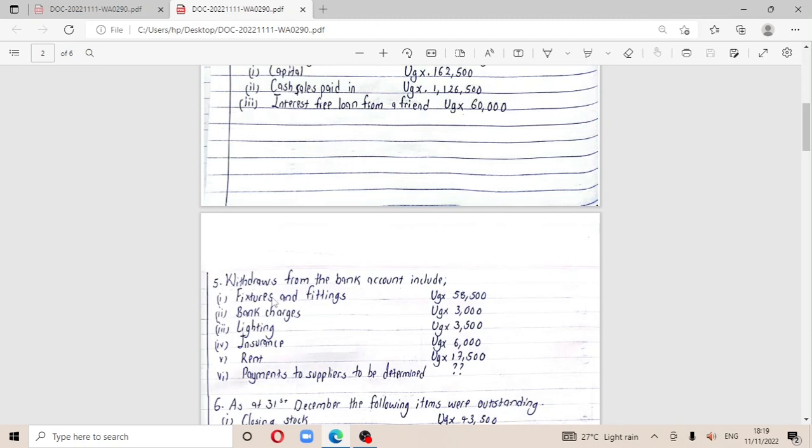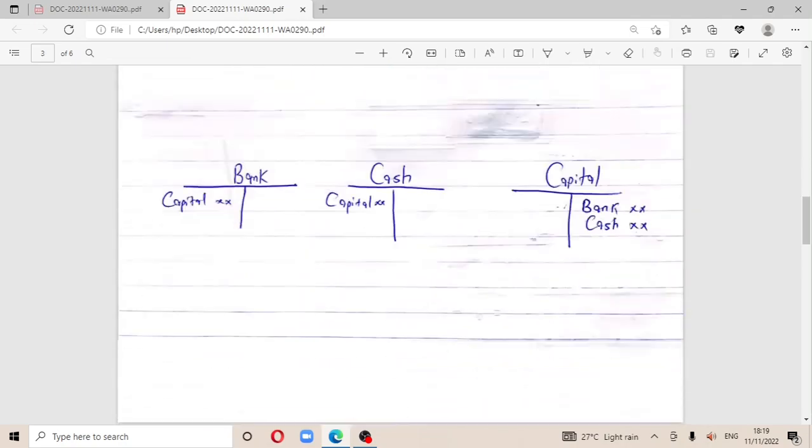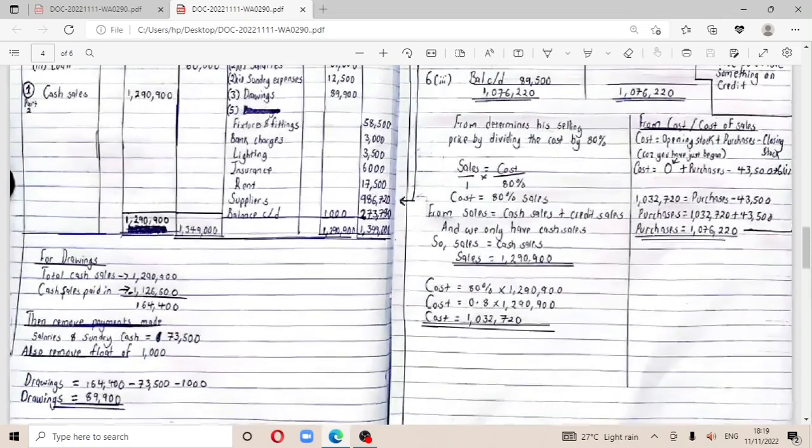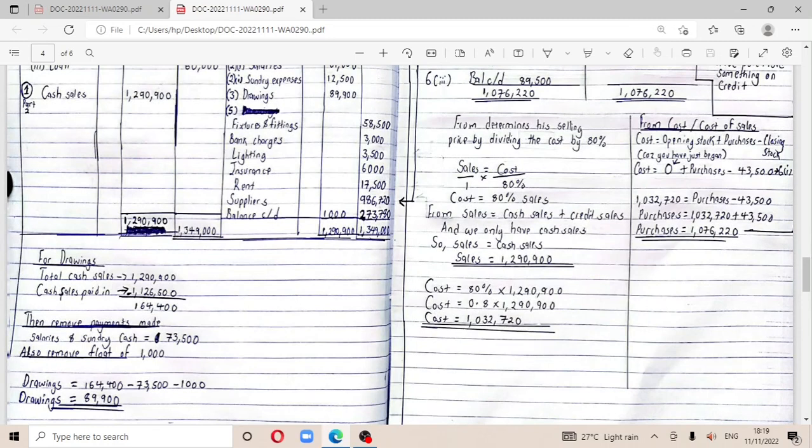fixtures and fittings, bank charges, lighting, insurance, rent, and payments to suppliers, and this is to be determined. I told you to use the creditors control account to determine this, because it means you got goods once on credit and you had to pay some portion of the amount to the suppliers. So as I told you, it's a copy and paste. You get your fixtures, bank charges, lighting, insurance, rent.